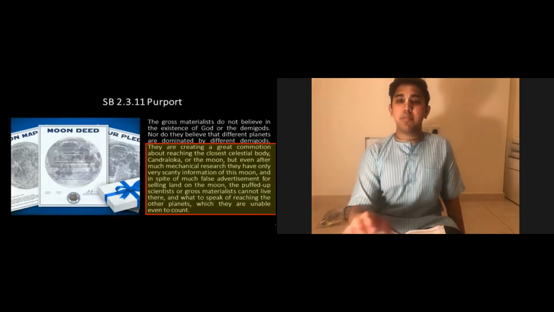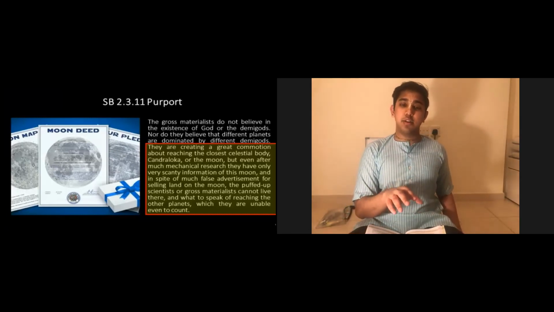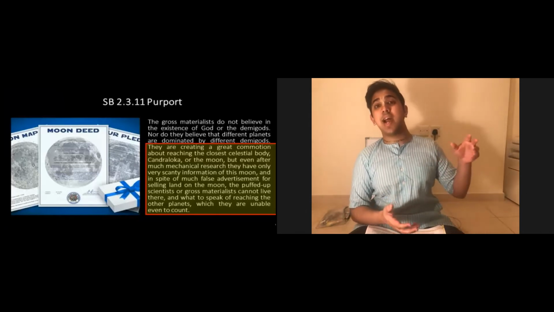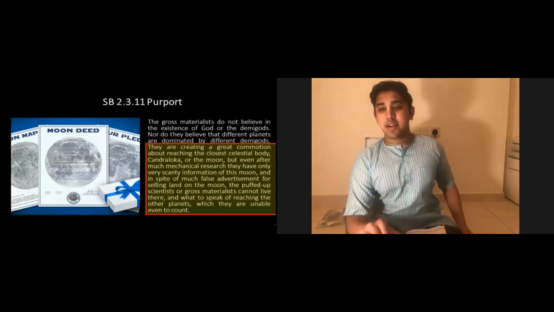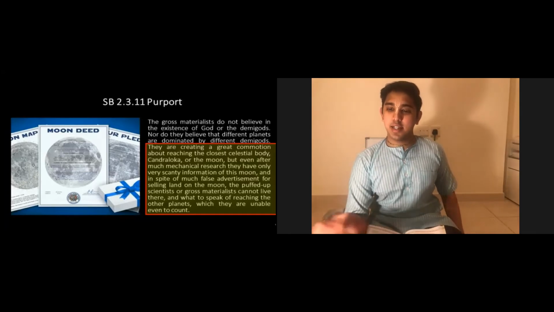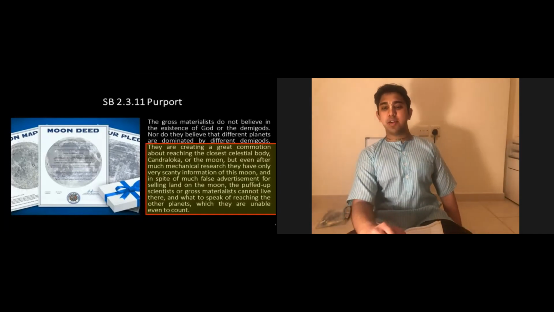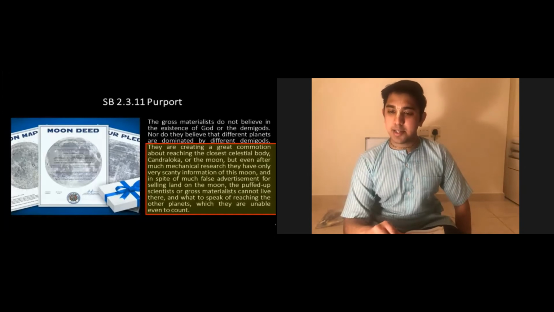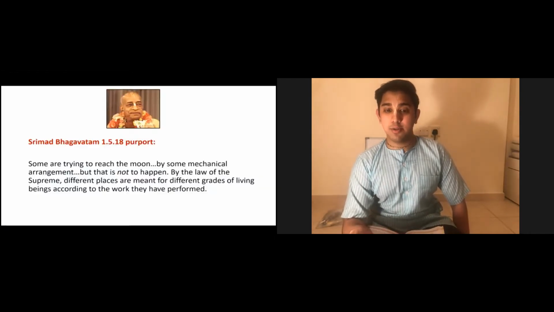So, another purport from the second canto. This is the time when the United States was kind of selling land on the moon, so it's quite funny. They say they're creating a great commotion about reaching the closest celestial body, Chandraloka, or the moon. But even after such mechanical research, they have only very scanty information about the moon. And in spite of much false advertisement for selling land on the moon, the puffed up scientists or gross materialists cannot live there. And what to speak of reaching other planets, which they are unable to even count.